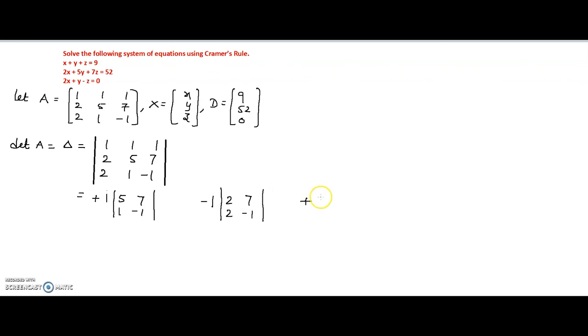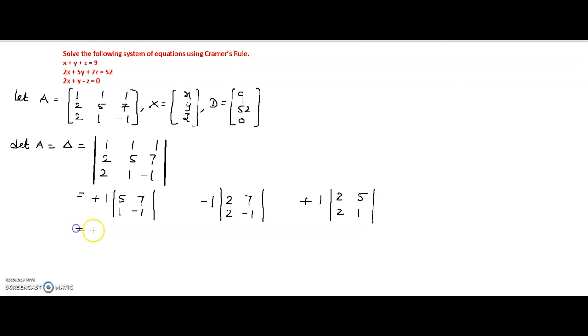And the last element is 1. Leave out the row and column where that element 1 is present. The remaining 4 elements we need to write in the form of a determinant. Now we need to add all these 3 and then simplify and find the value of the determinant.